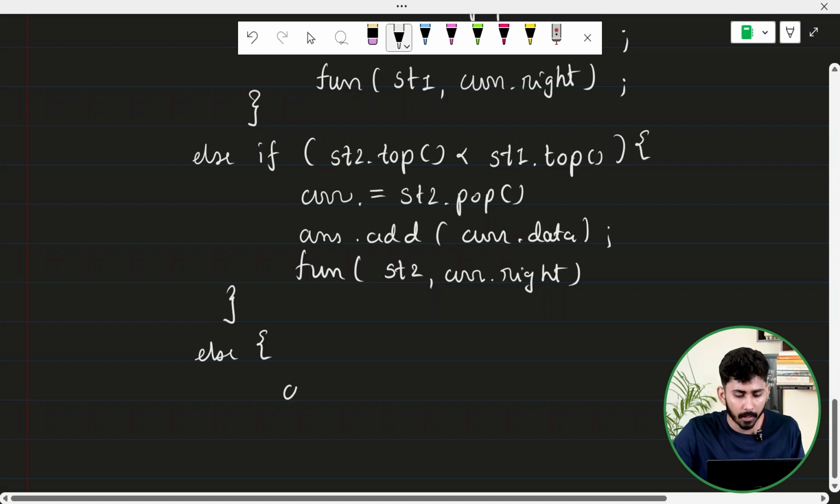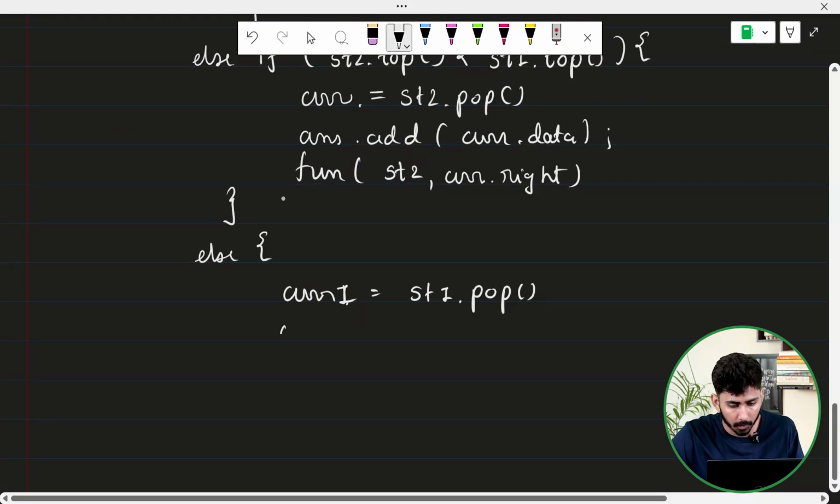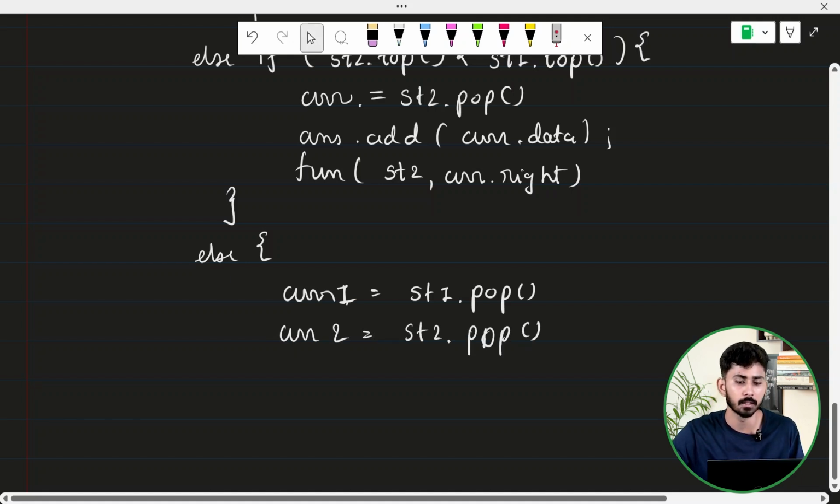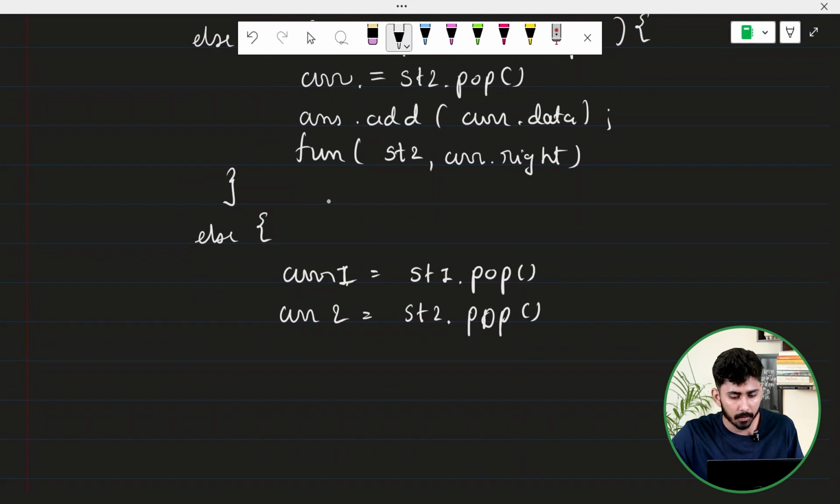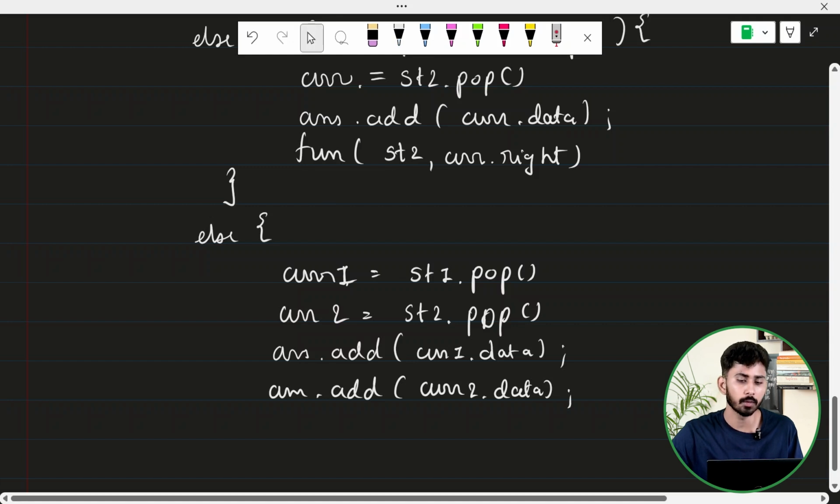And in the else part, if both the elements are equal, then I can write that current1 equals stack1.pop, if both the top of stack1 and the top of stack2 are equal. Similarly, current2 equals stack2.pop. I'll remove the elements. Then again I will do the same thing: I will add answer.add(current1.data), whatever is the data of this node, and inside the answer I will add current2.data.